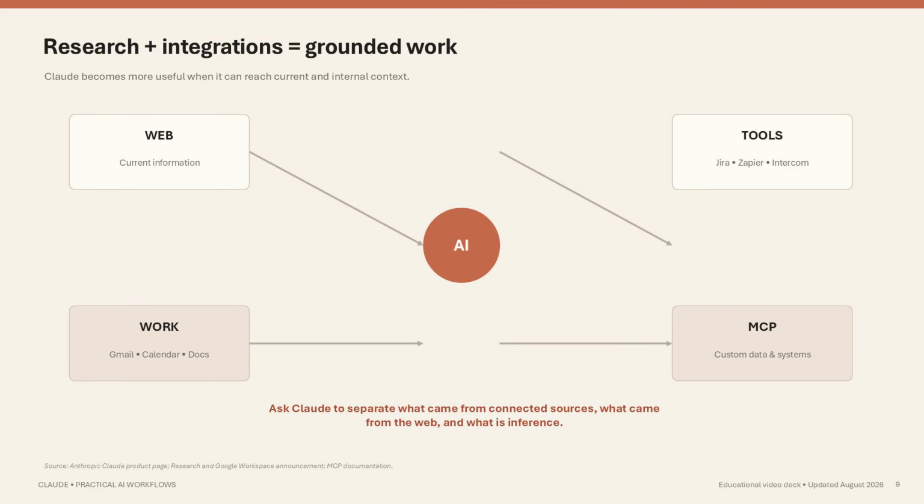It is to give controlled access to the right context for the task. In a mature workflow, you should be able to tell what came from a connected source, what came from the web, and what is Claude's own inference. That separation improves trust and makes review much easier.